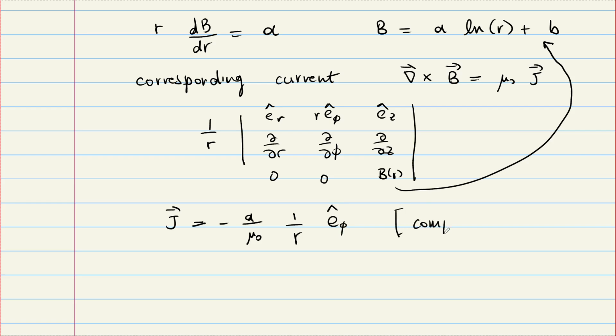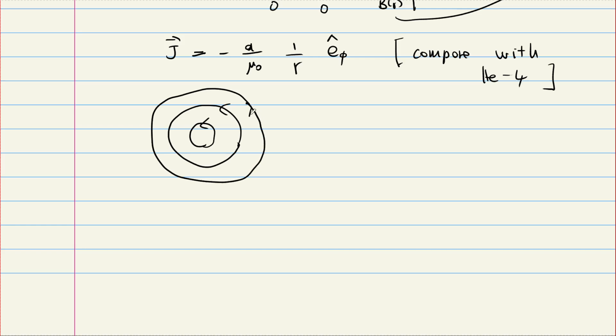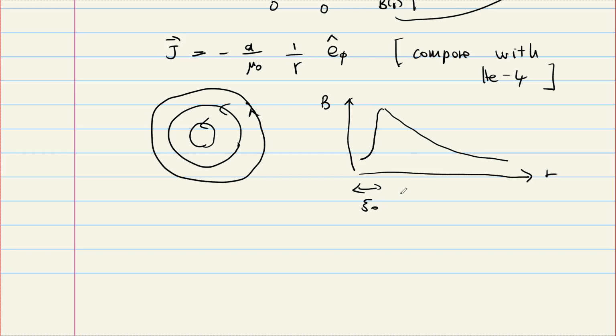So compare with helium-4. I think we calculated something like this for helium-4. And what this means is, exactly like in the case of helium-4, we have these superflows like this. And there is this decaying magnetic field, and there is a vortex core. So this is, if you want, B, and this is r. In that case, the core is psi 0, and the decay length is lambda.